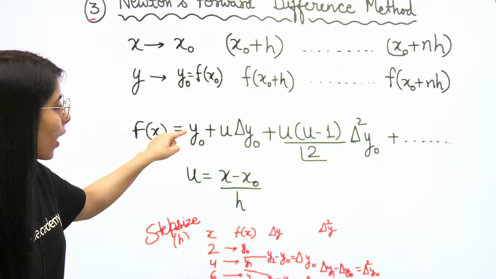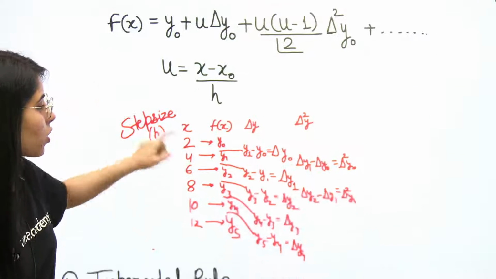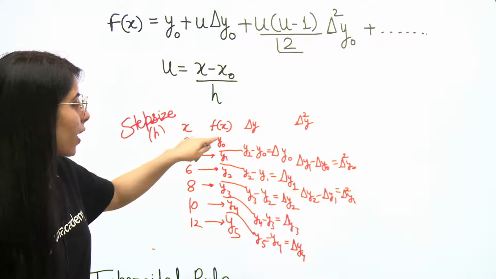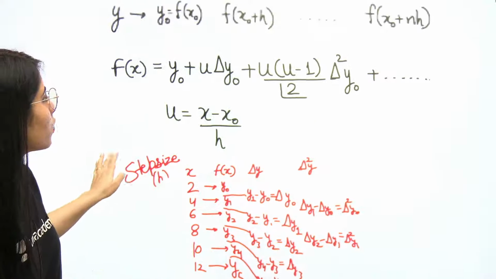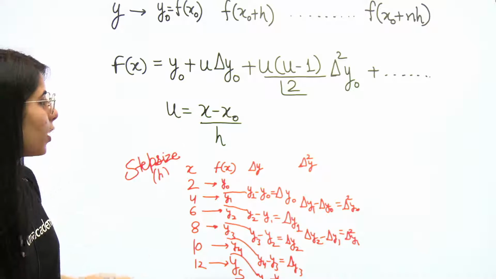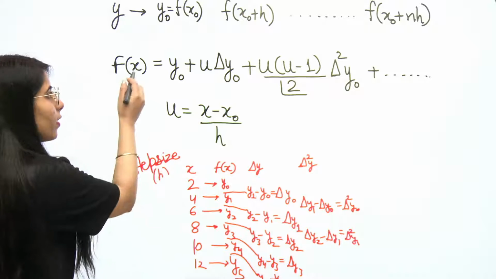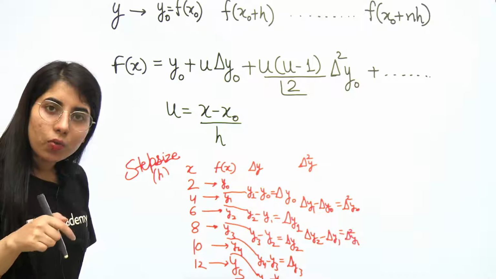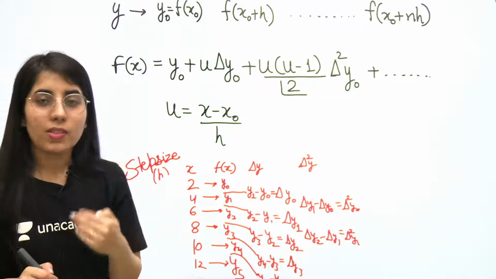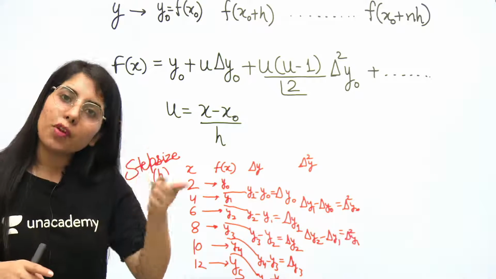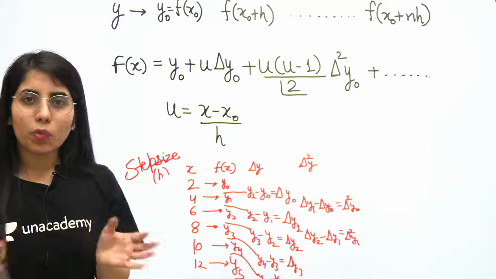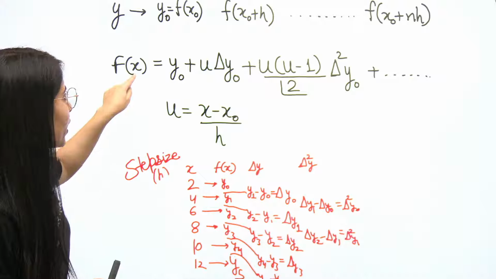And what is it? Have a look at this. y0 is the value of the function at the given initial point, the first value of x, so you will put the y0 value here. Then u is x minus x0 upon h. x is the point at which they have asked us to find the value of the function. For example, 3.02, 3.75, anything in between the values given to you. So that point is x.